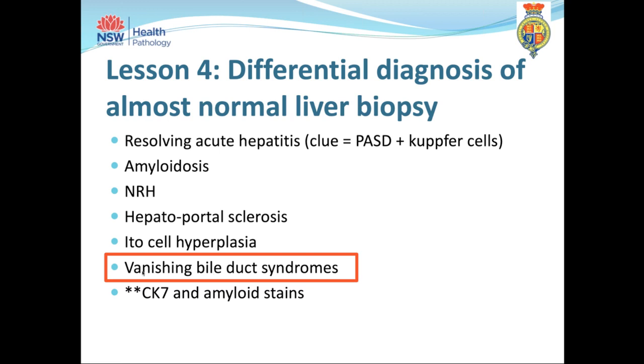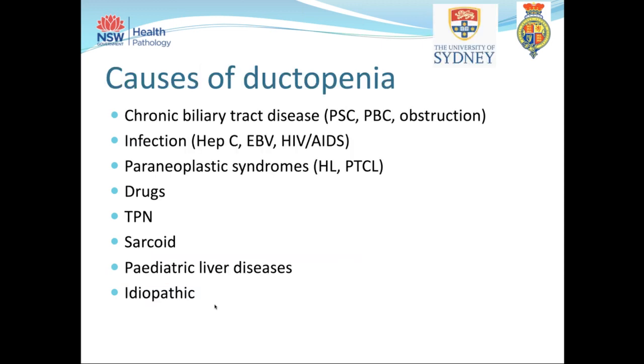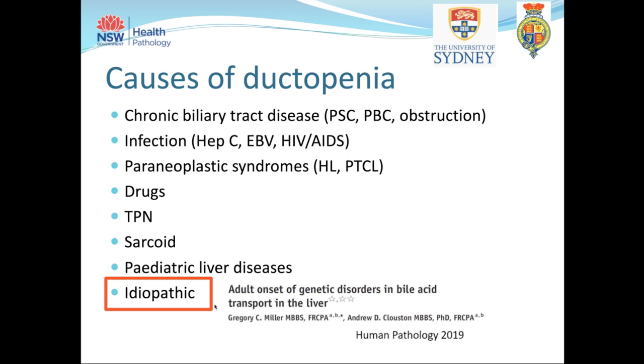And I often add a CK7 and amyloid stain to these cases that look close to normal. This is a textbook list of causes of ductopenia, which I won't read out, except to comment that I think our understanding of entities that were considered idiopathic previously is expanding, and these adult onset genetic bile acid transport defects are now quite well described, and this is a nice review by some of my colleagues in Queensland on this issue.